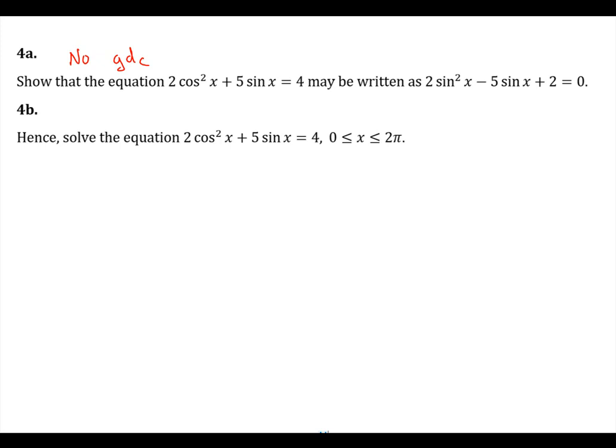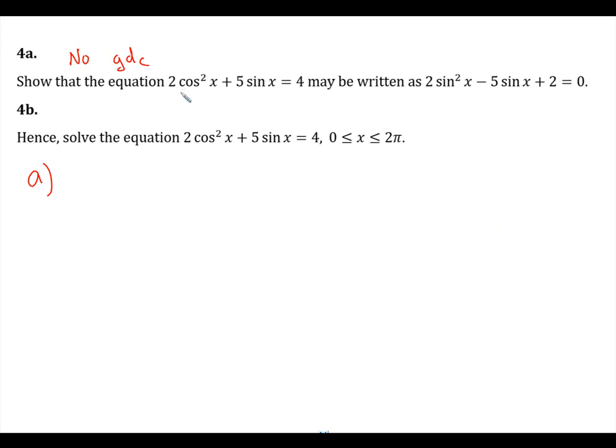Take a look at some more solving trig equations. Remember, these are non-GDC questions, so you cannot use a calculator for these questions, okay? All right, so let's take a look at part A here. It says to show that 2 cosine squared x plus 5 sine x equals 4 may be written as 2 sine squared x minus 5 sine x plus 2, okay?